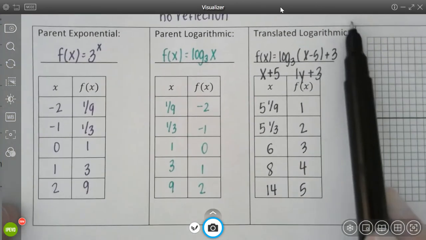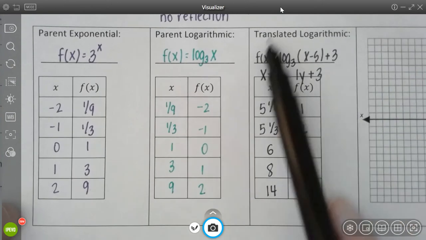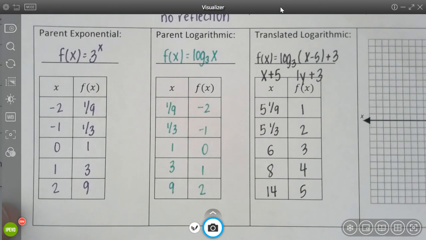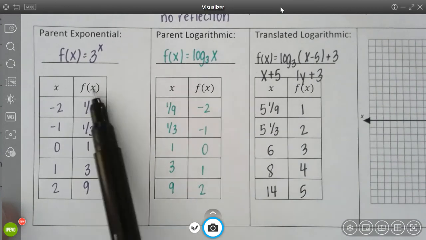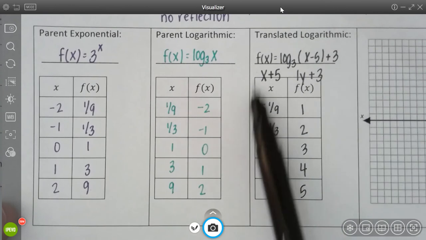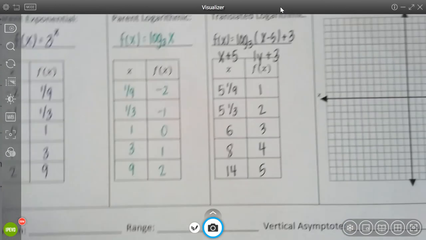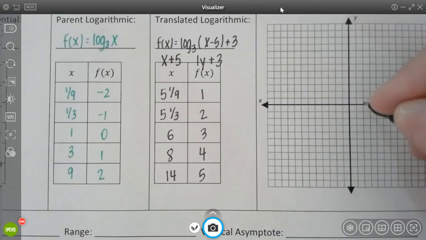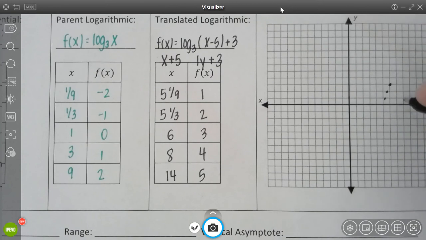And again, the only graph that I'm really worried about seeing on your coordinate plane is this last column. So I really just want to see that translated logarithmic function. You don't have to graph the parent exponential or the parent log. I really just want to see this one here. And again, with the first couple points, you're just going to have to estimate where they're going to be. I think that last point is probably going to be off here somewhere.